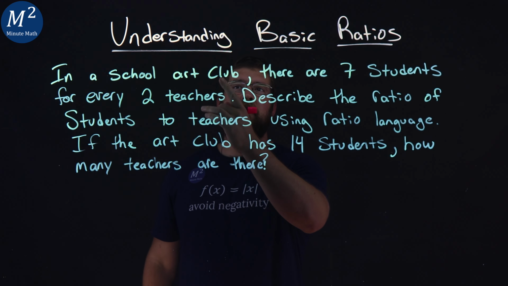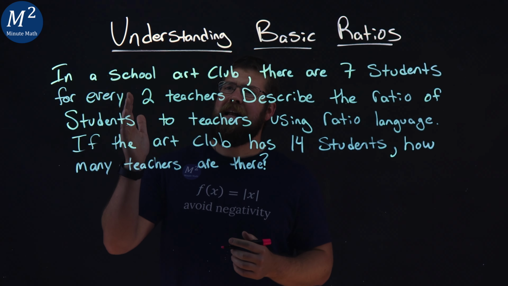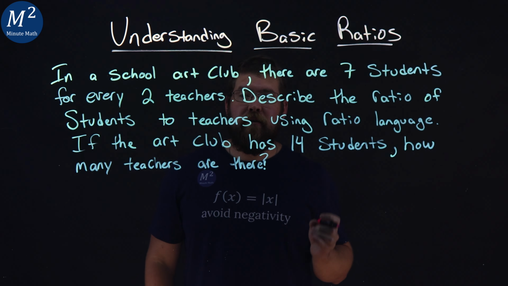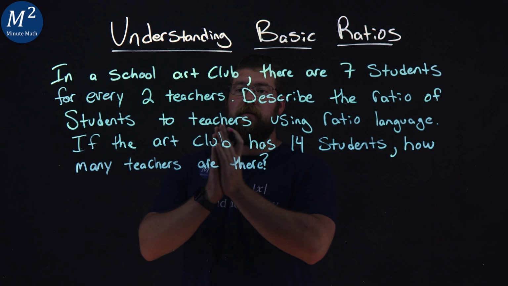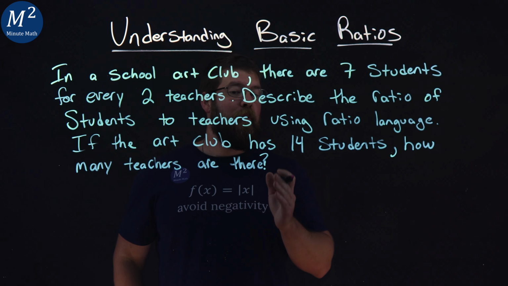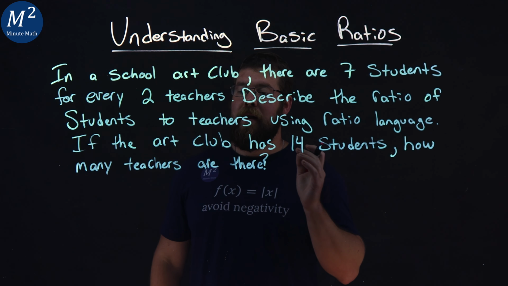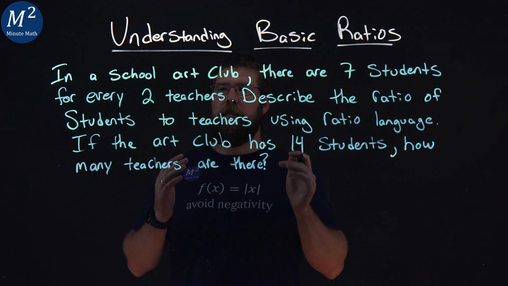Let's learn about understanding basic ratios with this example here. In a school art club, there are 7 students for every 2 teachers. Describe the ratio of students to teachers using ratio language. If the art club has 14 students, how many teachers are there? Let's go highlight the key parts here.